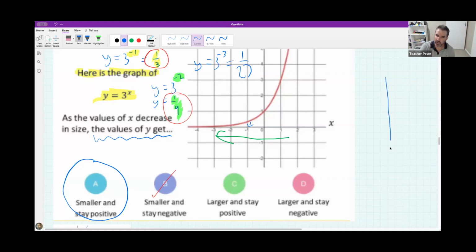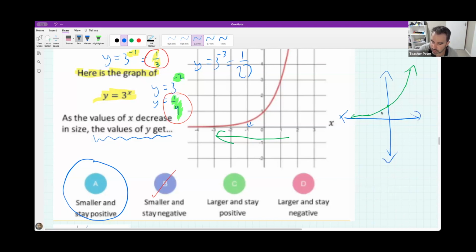So, okay. If I was drawing the graph of y equals 3 to the x, that's what it looks like. And on this side, you will notice that it never actually cuts the x-axis. It just keeps getting smaller.